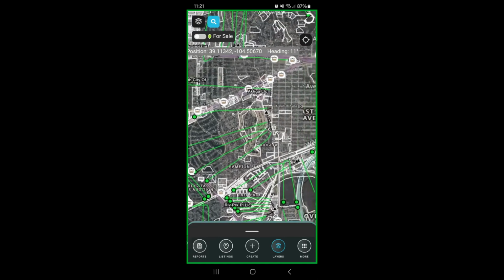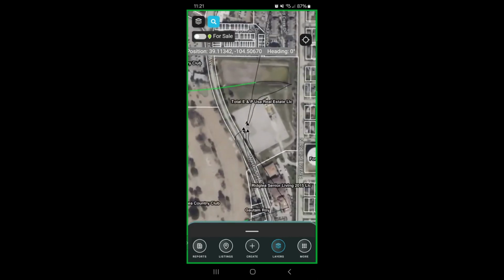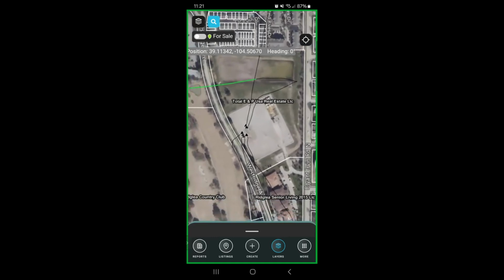So you can see here from this piece of property, this is where the surface location of these oil and gas wells exist. So this is your neighbors, everyone around here might be aware that there's oil and gas activity because this is where they would have seen an oil rig, hydraulic fracturing crew, workover rigs, things like that.